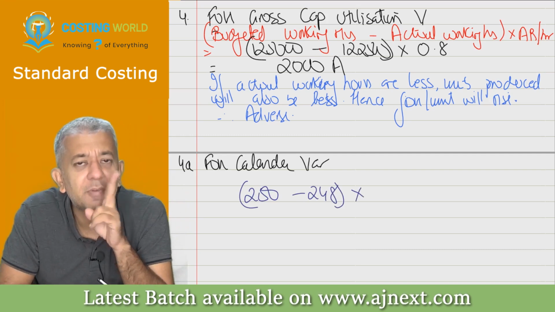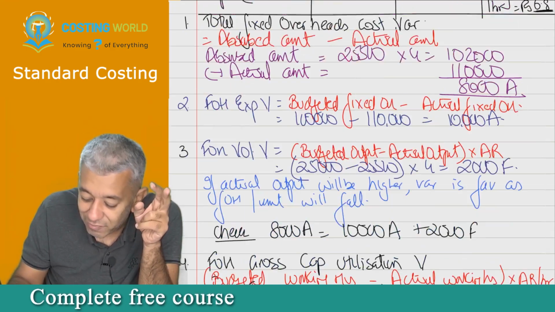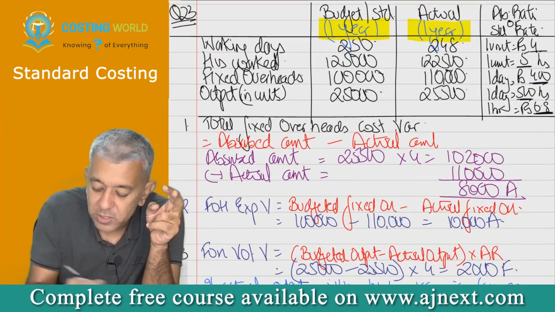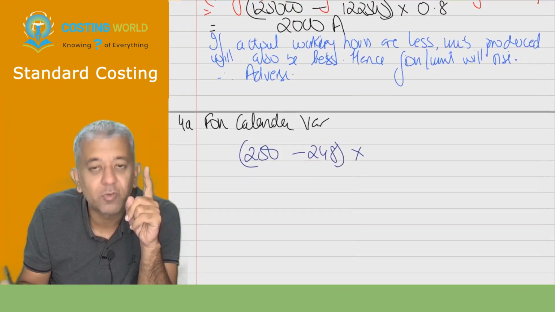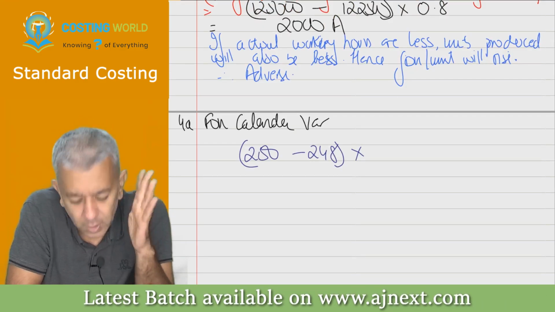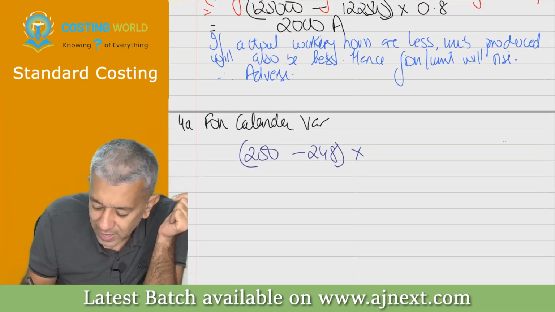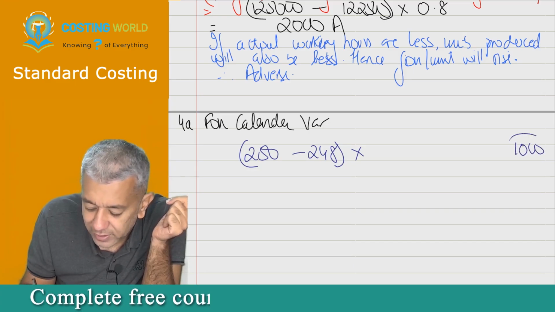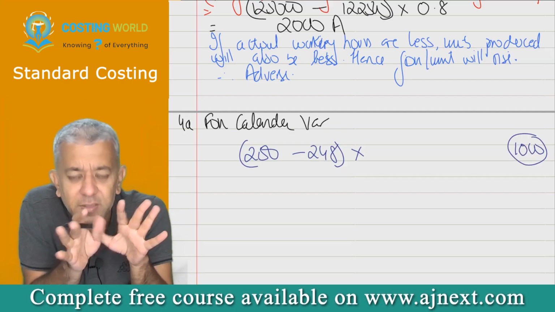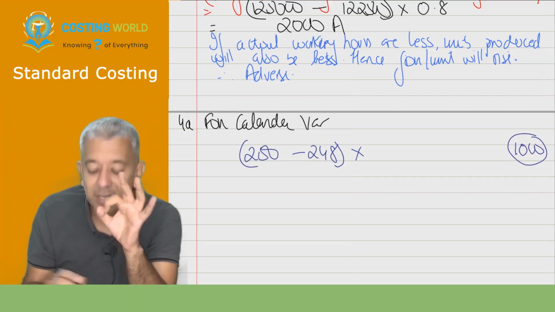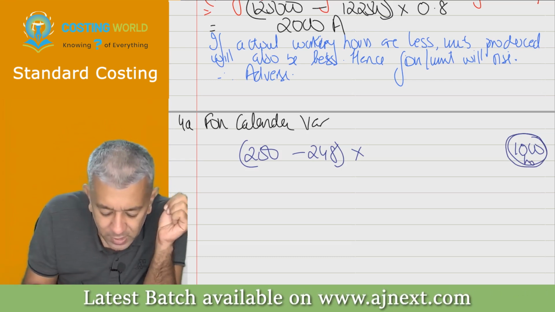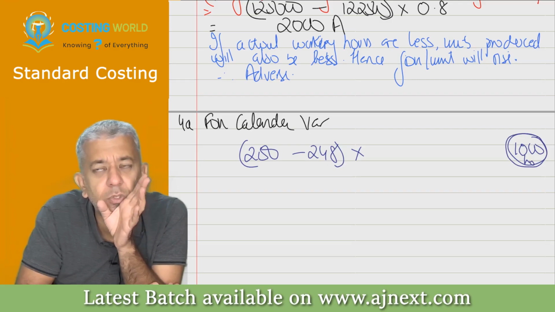If it opened for 2 fewer days, and every day is supposed to be 500 hours, and we lost 2 days, can you say we have lost 1,000 hours over here? Is that okay? So I'm just writing that 1,000 over here, that is 2 days into 500 hours. But now I'm only interested in the variance. Ultimately, I want rupee analysis. Although these 1,000 hours I'm letting remain over here, you don't write. So 250 minus 248, 2 days are lost.